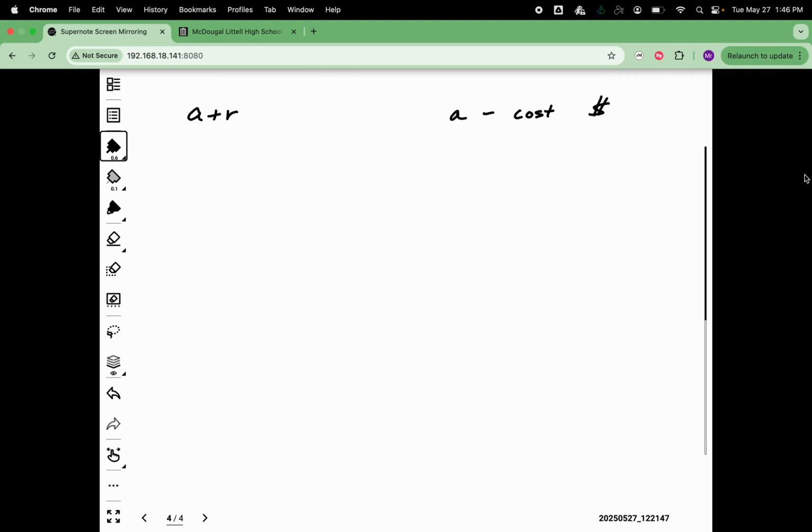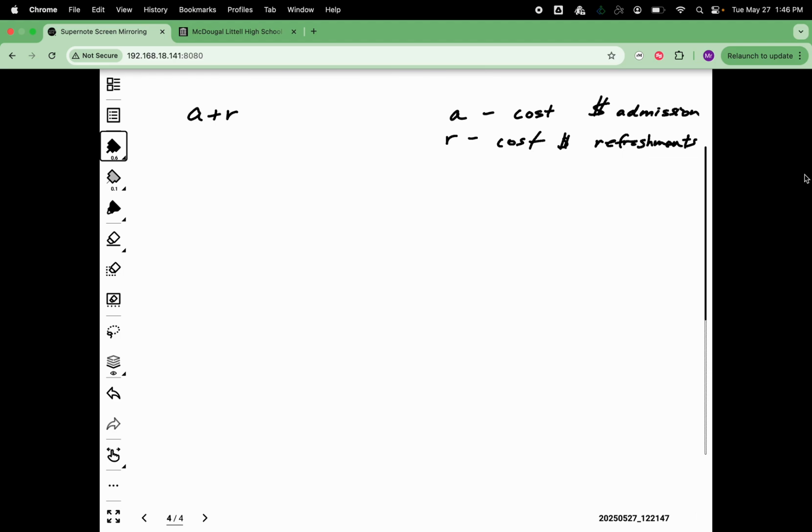And R is the cost of refreshments. Actually, A is the dollar cost of admission, so how to get into it. And then R is the cost in dollars of refreshments.